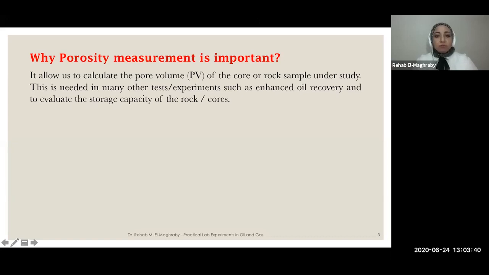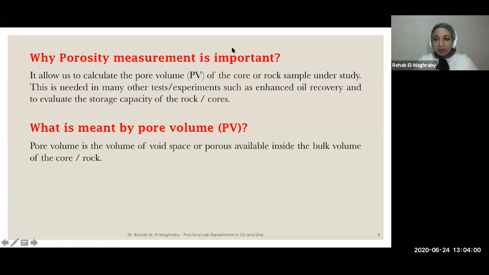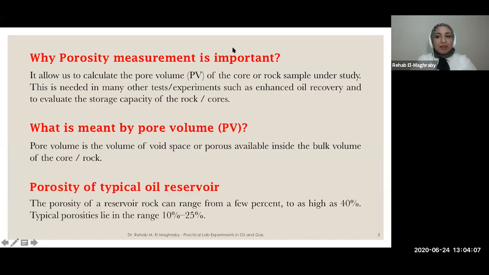In general, what is meant by the pore volume? It is the void space in the bulk volume of the core, which can be occupied by oil, gas, and water. A typical oil reservoir will have a porosity ranging from 10 to 25%. It can go lower, and can also be higher, up to 40% or more.